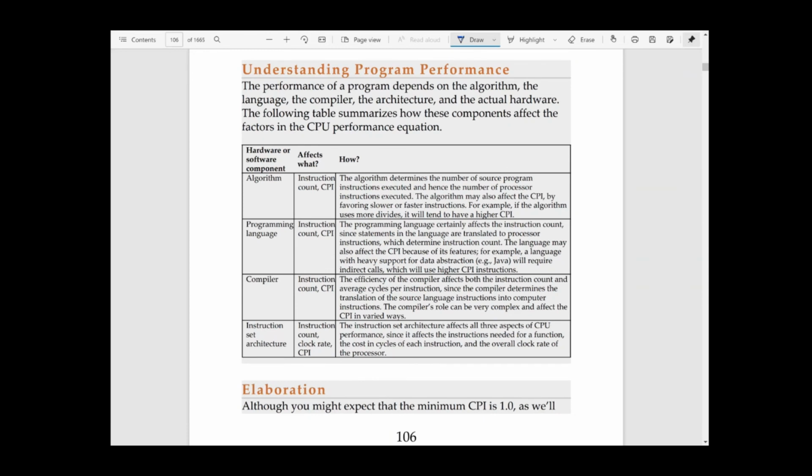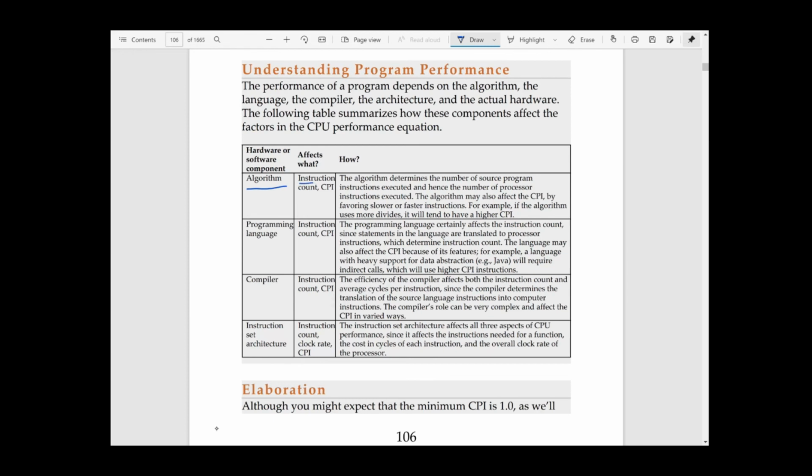Okay, now this particular table is very important. When you are designing a program, there are many phases, right? First we design the algorithm, then we write it in a programming language, then the compiler converts it, and then the ISA assembly language program is executed. So let us see which part affects which parameters.